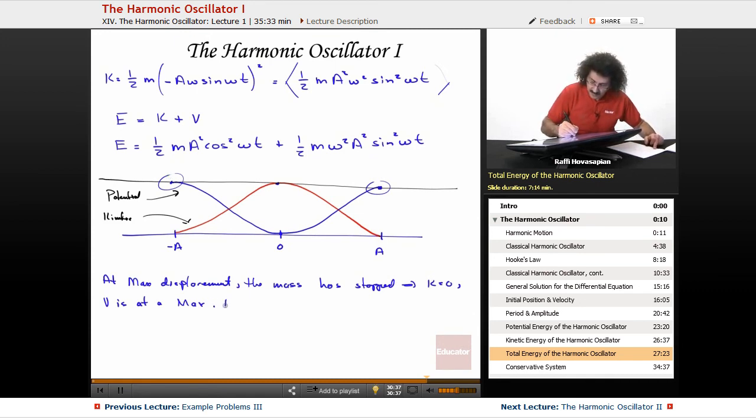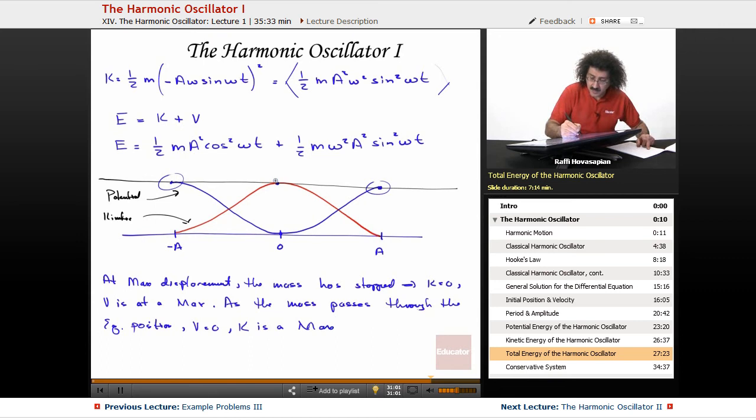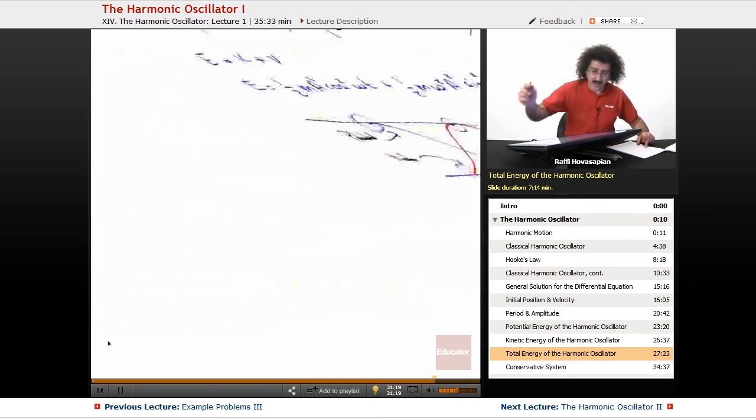Okay. As the mass passes through the equilibrium position, now the potential energy is equal to 0, and K is a max. Here and here. Potential is 0. Kinetic energy is at a max. At the ends, it's the potential energy that's at a max. The kinetic energy is at 0. And they switch off. Okay? In between, we have some of both. That's it.